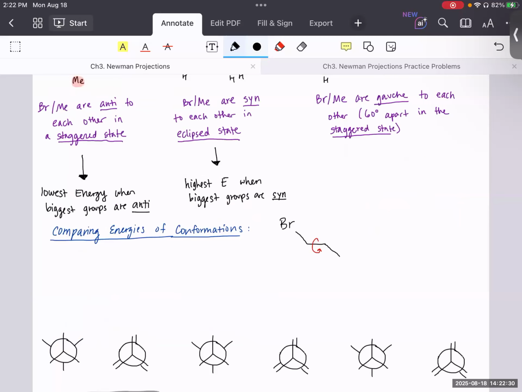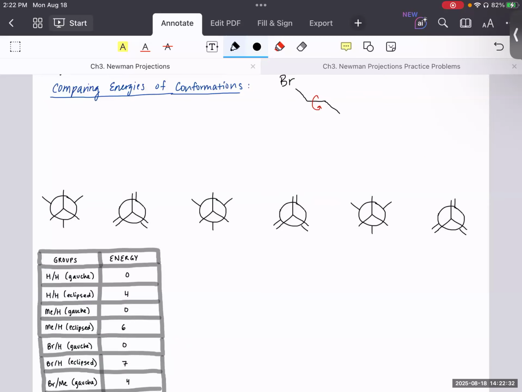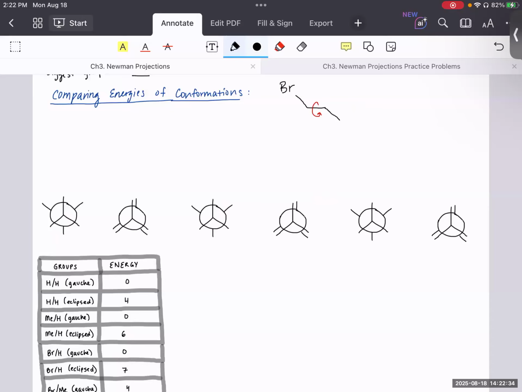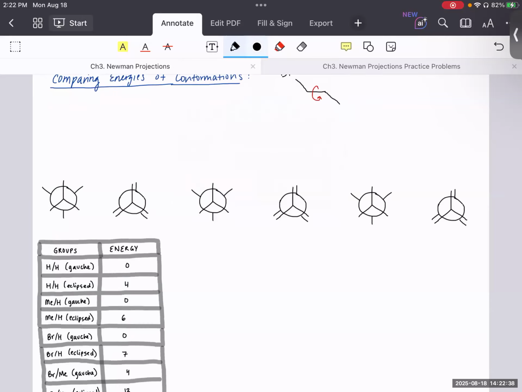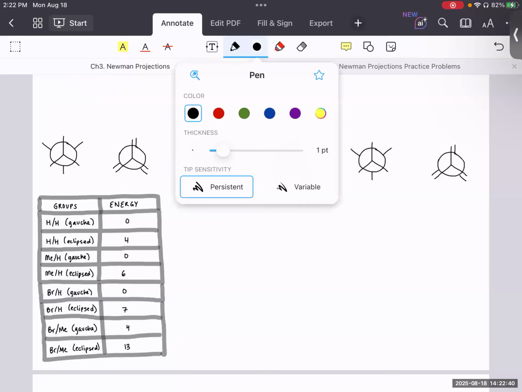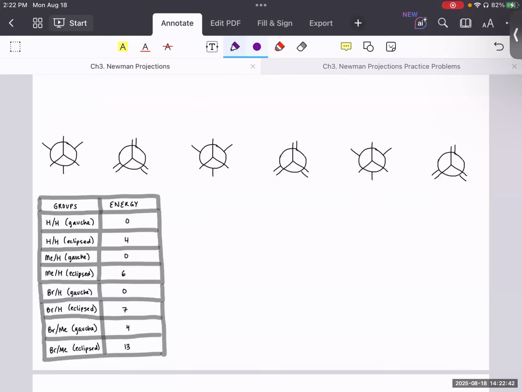All right, so let's use these terms to now compare the energies of conformations. Again, we're going to use that same molecule that we have already been using. Here I provided a table that describes the different energies of interactions. What you'll notice is that these are all categorized as either gauche or eclipsed. When we're calculating the energies, we have to consider the relative orientation of the two groups to determine which correct energy we should be using.